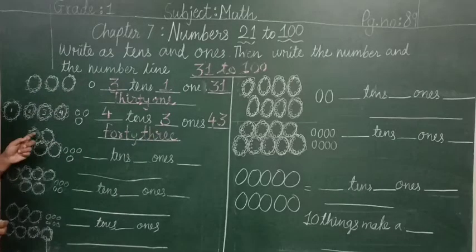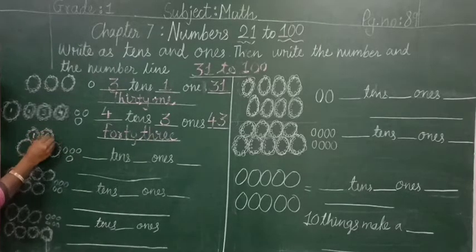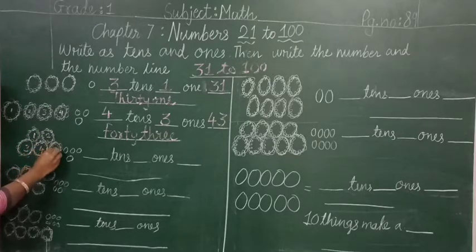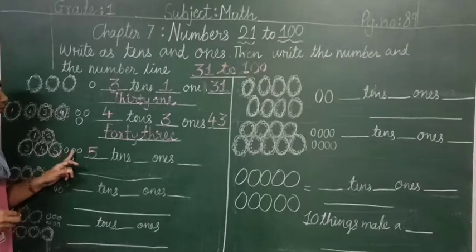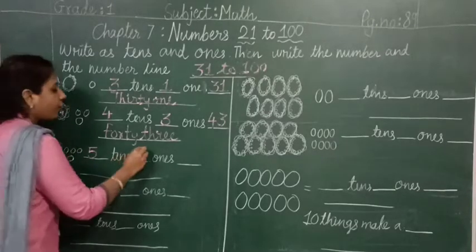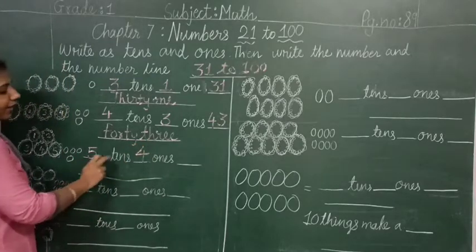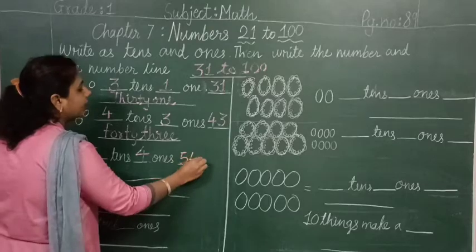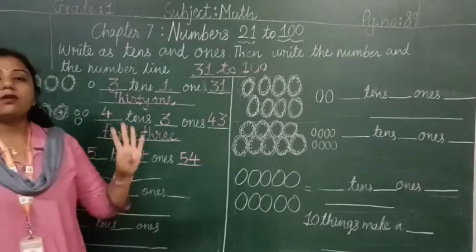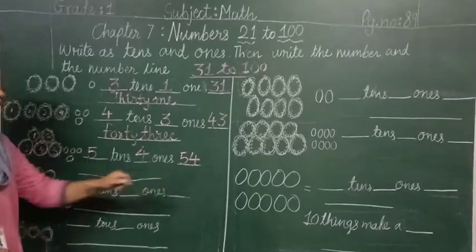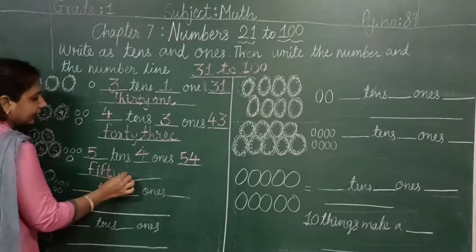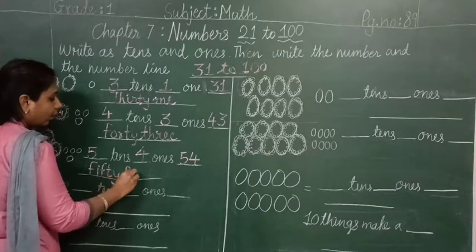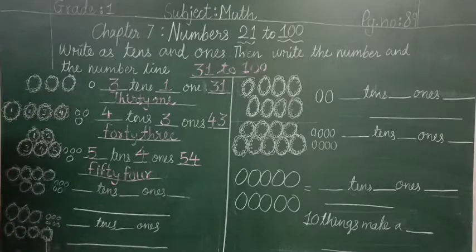After that, how many tens? 1, 2, 3, 4, 5. What will you write here? 5 tens. How many ones? 1, 2, 3, 4. 4 ones. Yes, it means 5 and 4. 54. 5 tens and 4 ones. So 54. What is the spelling of 50? F-I-F-T-Y. 54. F-O-U-R. 54. It is very easy, huh?